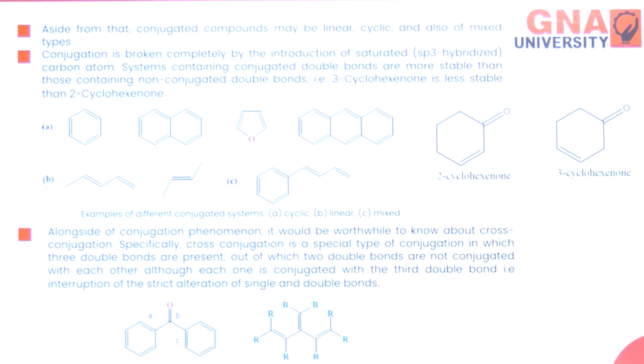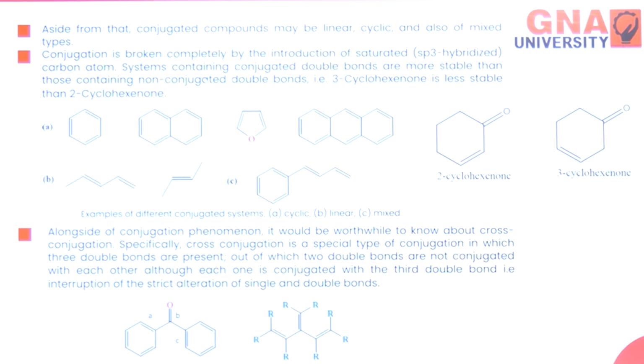For example, B is a conjugated system, that is 1,3-pentadiene. And if we are talking about cyclic conjugated systems, example A is benzene. Here we have cyclic conjugated systems: naphthalene, furan, anthracene. These are conjugated systems which are cyclic in nature. And the third one, C, is the example where we have cyclic as well as acyclic conjugated systems present in the same example. Right? Now conjugation is broken only when there is an sp3 hybridized carbon atom.